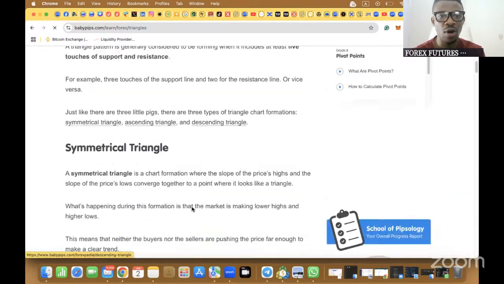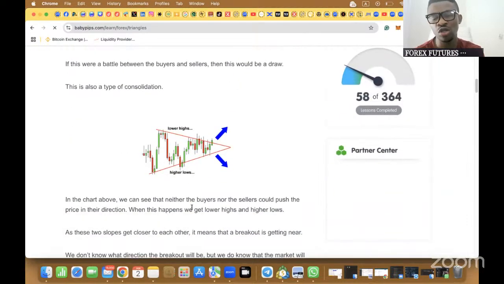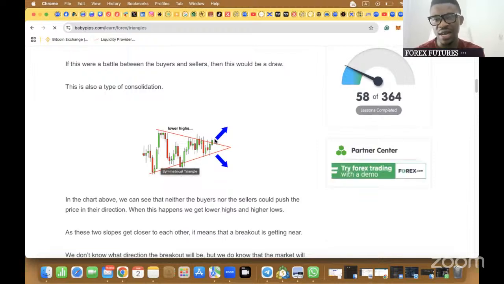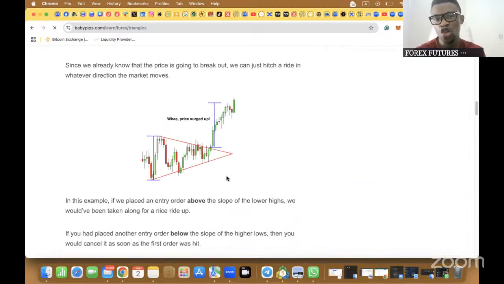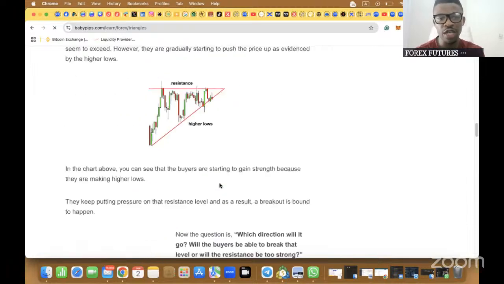Then this other one, symmetrical triangle. This one is also very tricky and confusing. It's not facing up, it's not facing down, it's called symmetrical. When it happens like this, it can break this direction, it can break that direction. So it's very, very tricky. You must be sure that you have a valid pullback and a valid breakout. And a strong breakout at that is important before you take this kind of signal.